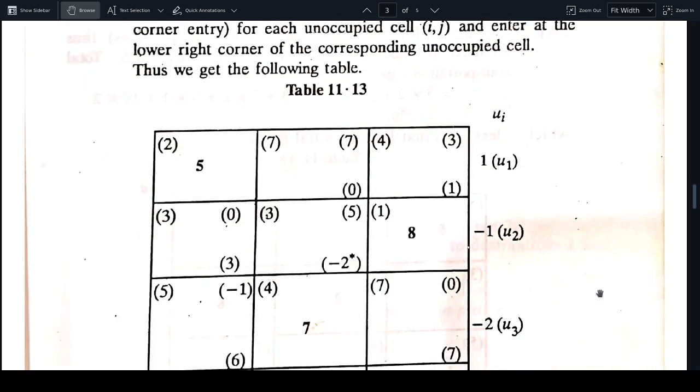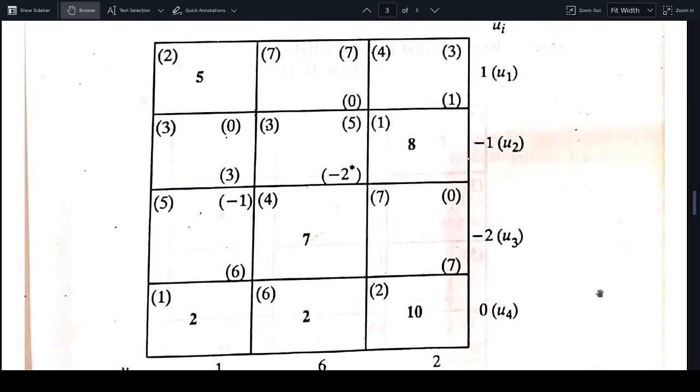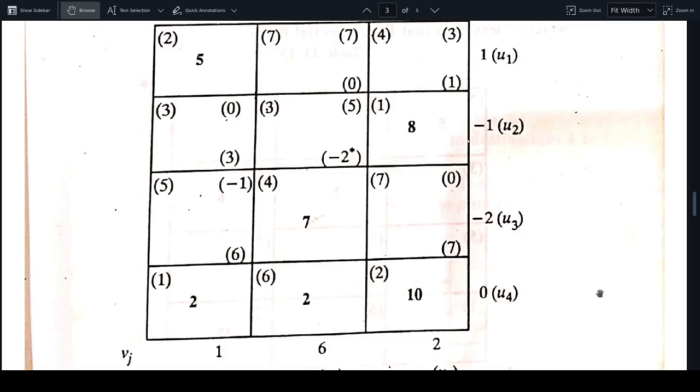You see cell number 1, 2, where the cost is given as 7. Cell 1, 2 means first row, second column. So this is an unoccupied cell. So here you write Ui plus Vj in the upper right corner. Here the U1 value we already got is 1, and the column is V2. So U1 plus V2 will be 1 plus 6, 7. Right?